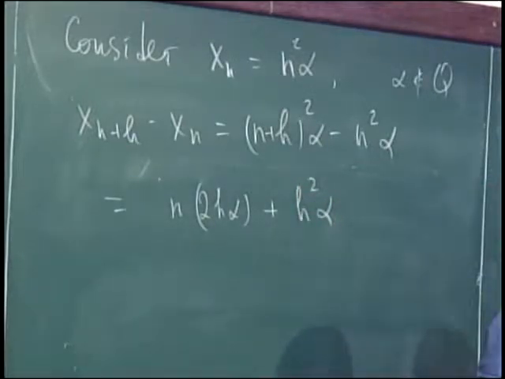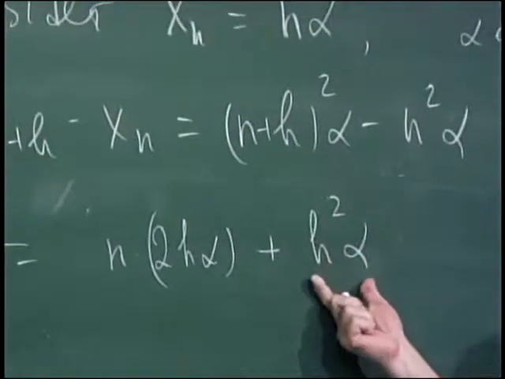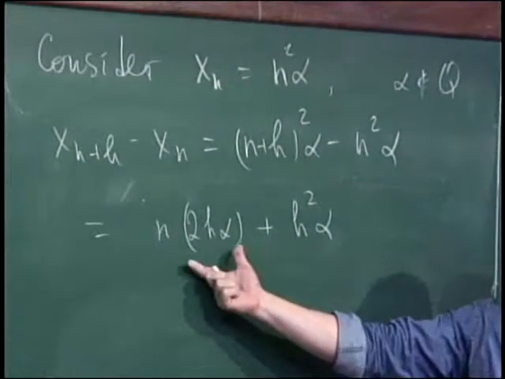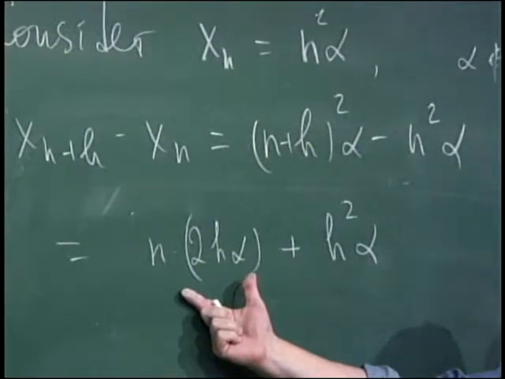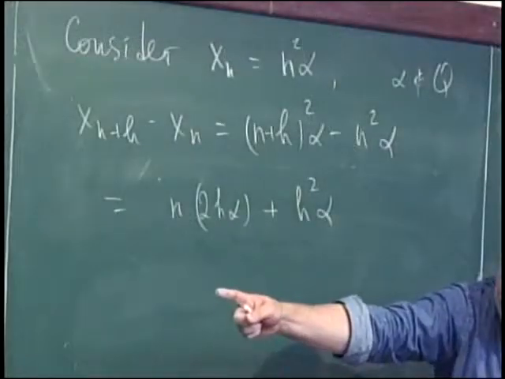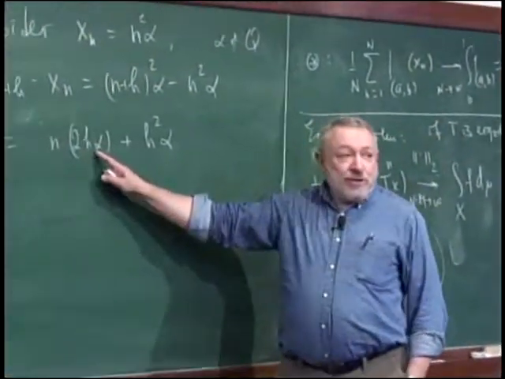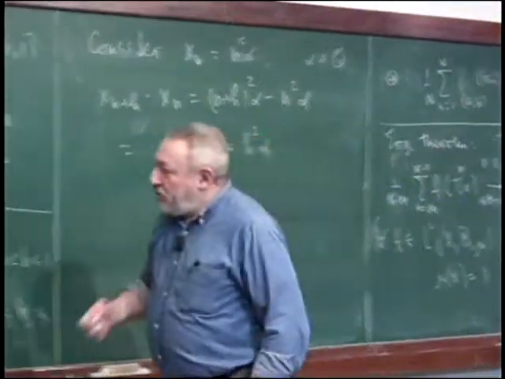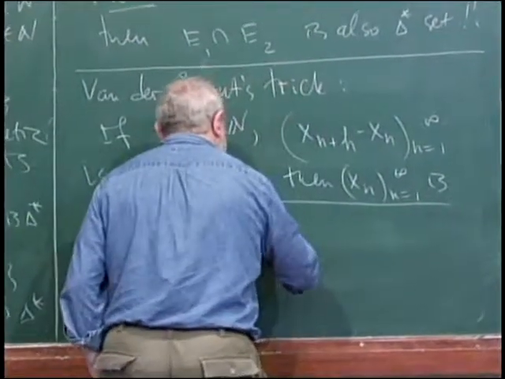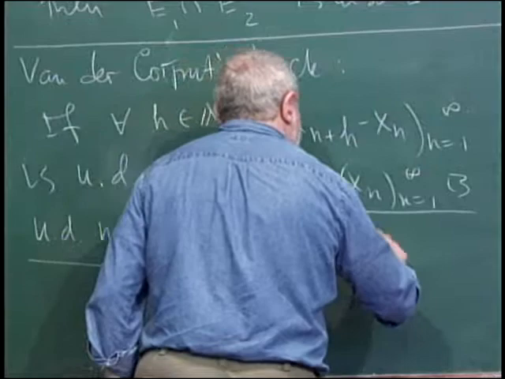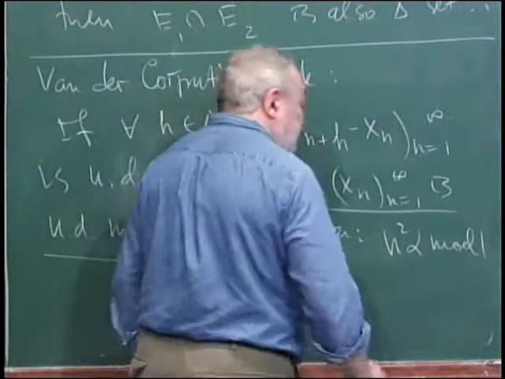And what do we see? h is fixed, so this is a constant. And this, as we know and agreed, is a uniformly distributed sequence. Hence the conditions of van der Corput's trick are satisfied. And by the way, if alpha is irrational, then 2h alpha is still irrational. So the application: n squared alpha mod 1 is uniformly distributed.